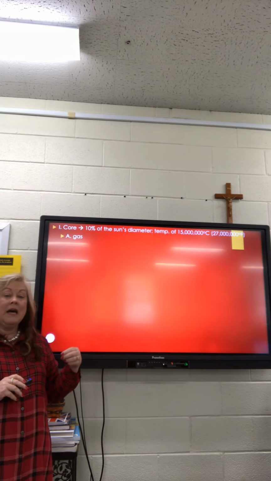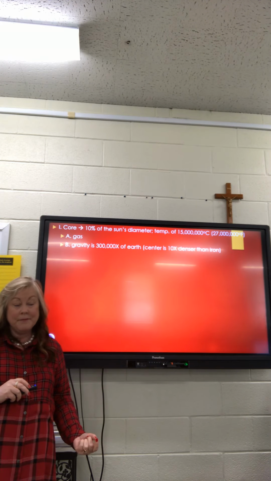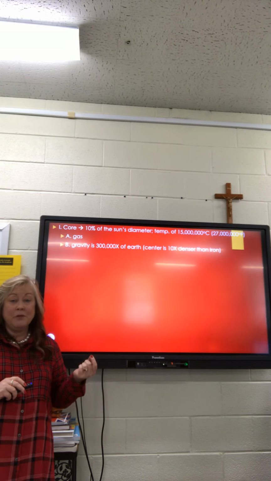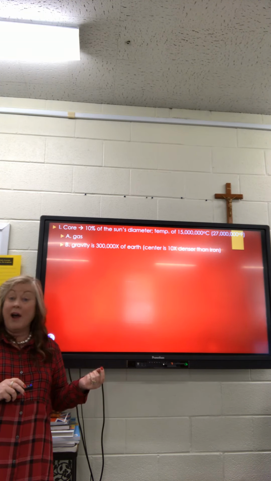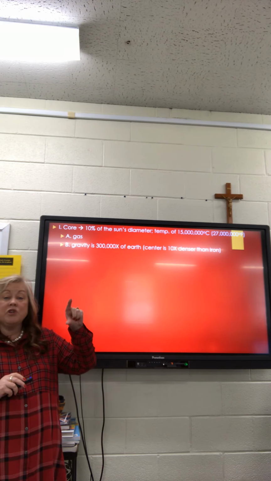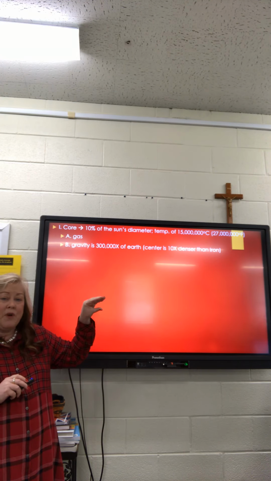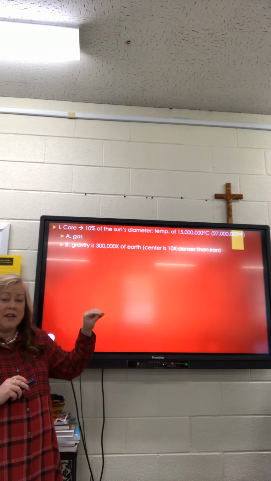Obviously, the core of the sun is made of an extremely dense gas. There are no solids, there are no liquids on the sun. It's simply too hot for those to exist. The gravity in the core is about 300,000 times that of Earth, meaning your weight is multiplied by 300,000 if you wanted to know how heavy you would be, meaning you would be so heavy that you would be about this tall, because your body would just compress on itself.